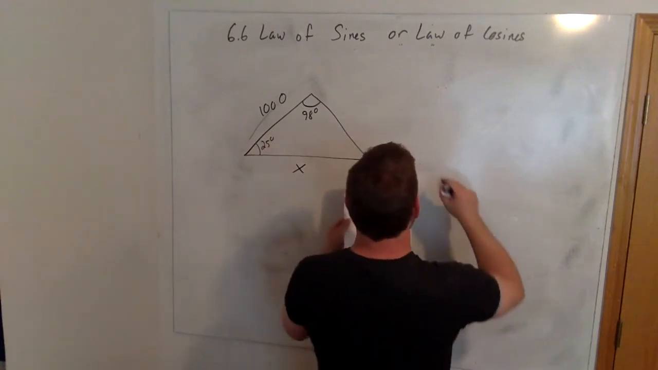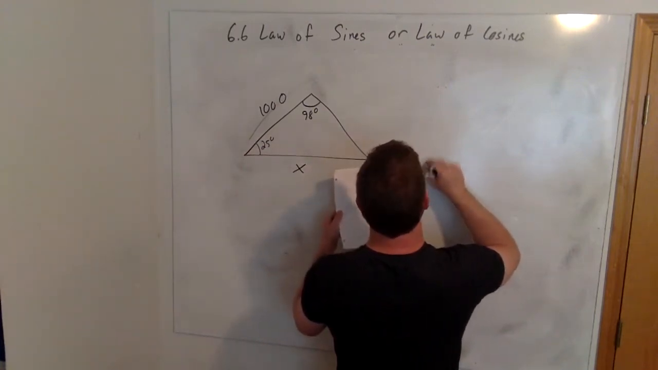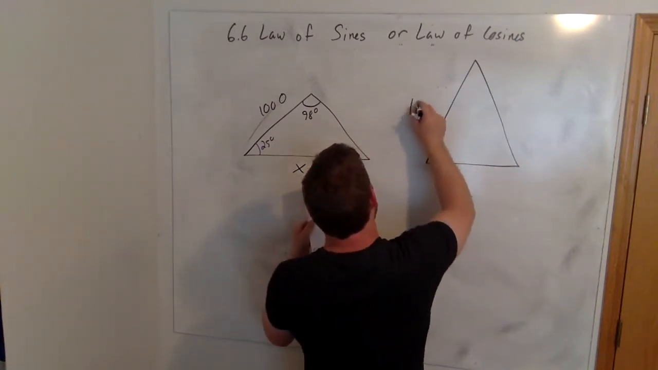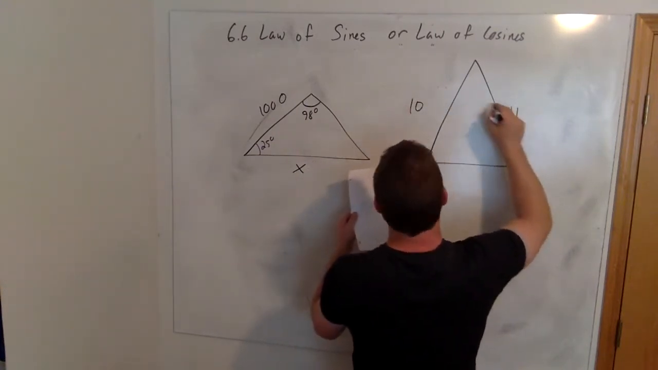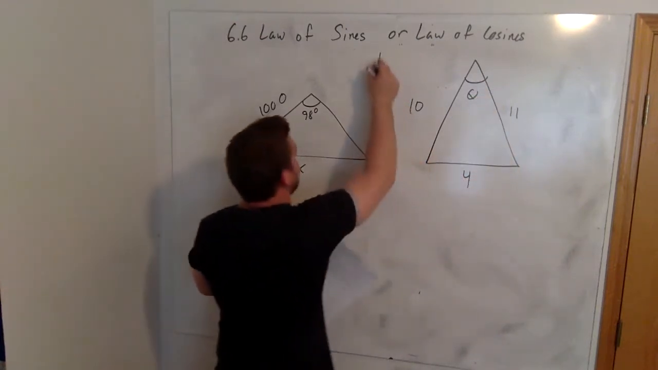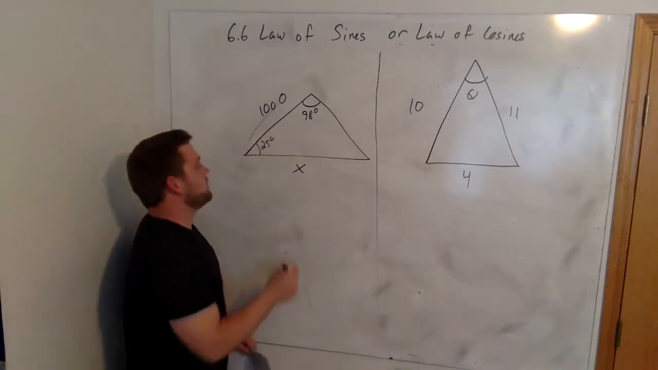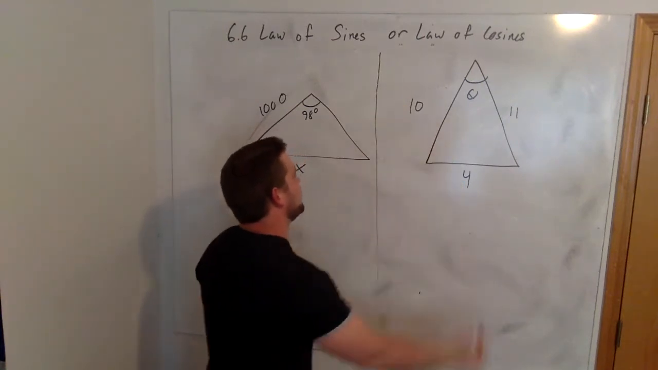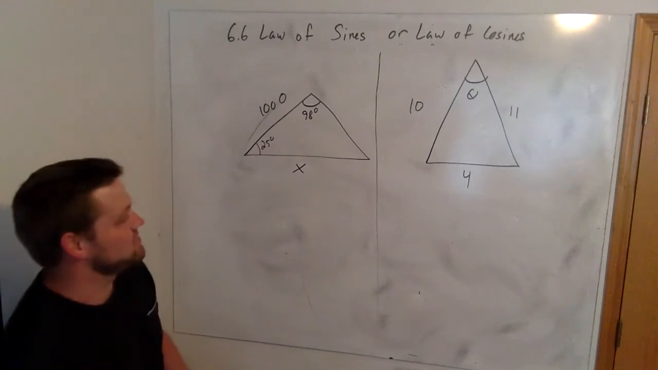Let's put one more up on the board. Let's say this is 10, this is 11, this is theta, and this is 4. Okay, so I have 2 triangles up here. For this first one, I want you to find the side length x. For the second one, I want you to find angle theta. Go ahead and pause the video and give this a shot.